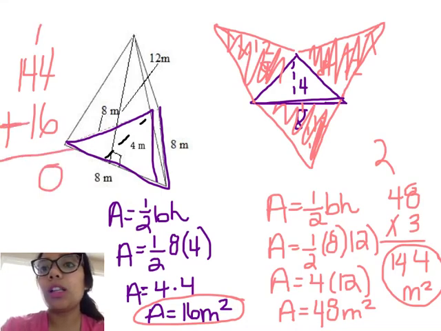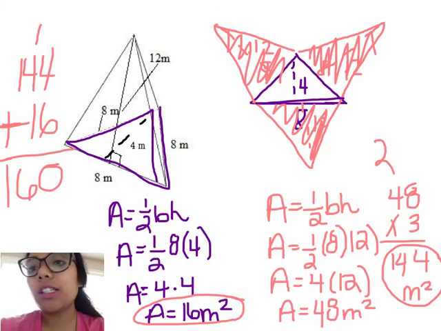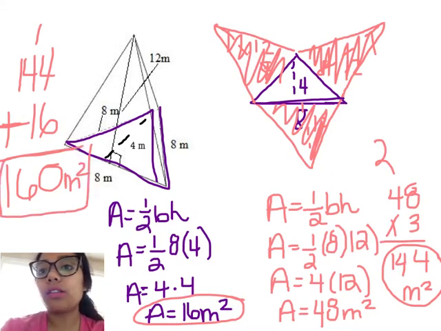It's not letting me draw the line. 6 plus 4 is 10. 4, 5, 6, 160. 160 square meters is my total surface area.